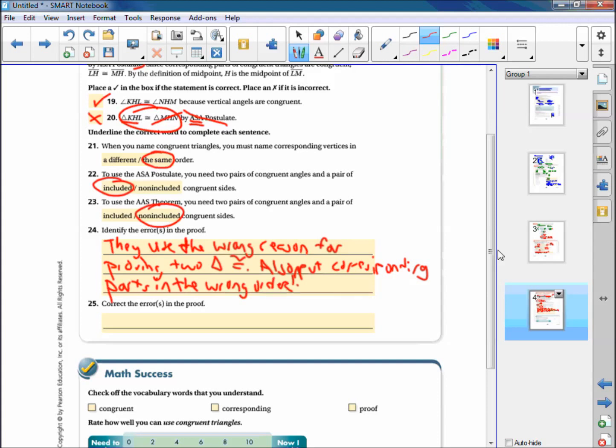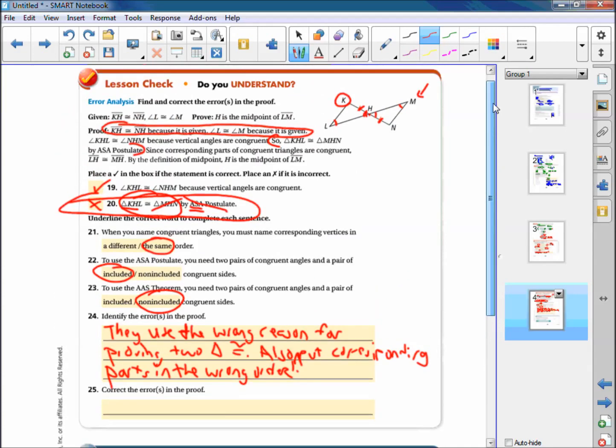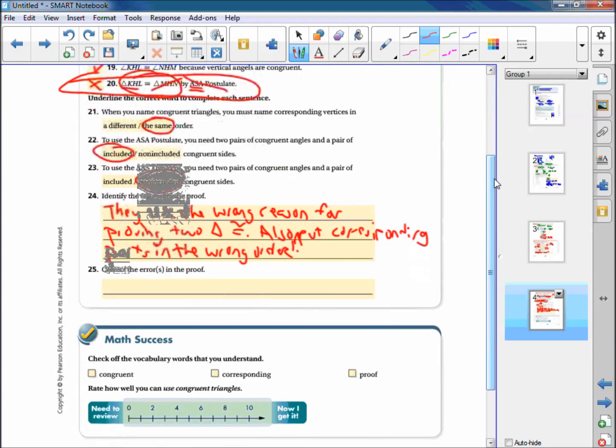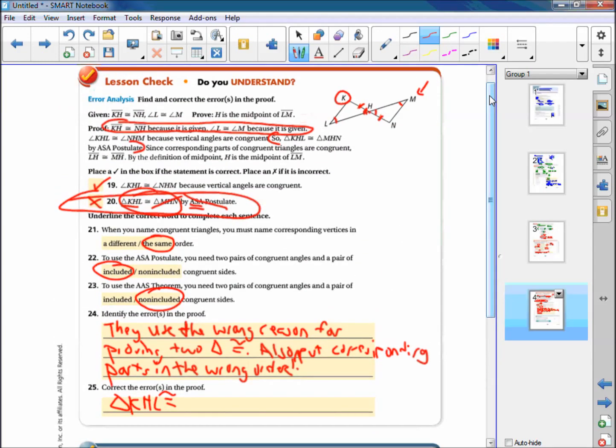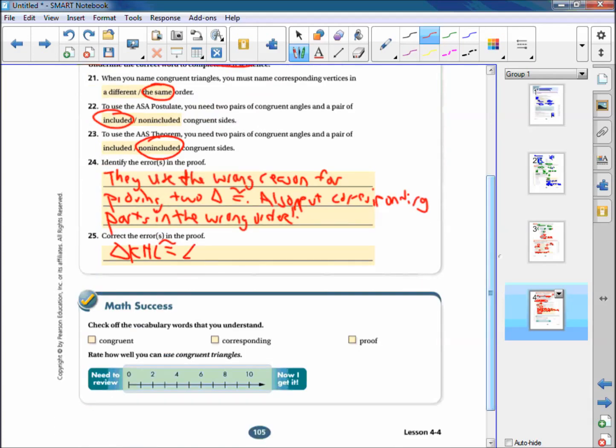Now we have to correct the error in this proof. The one statement that needs to be corrected is this one. We need to say which triangles are congruent and how. So we're going to say triangle KHL is congruent to, since we started with K here, we have to start with N down here, so NHM. And this is going to be by angle, angle, side.